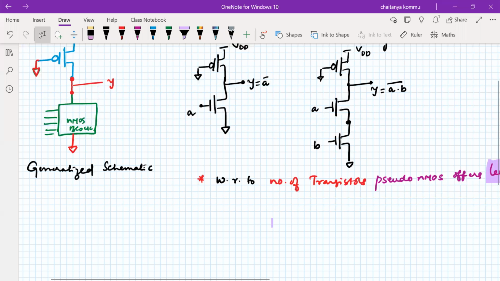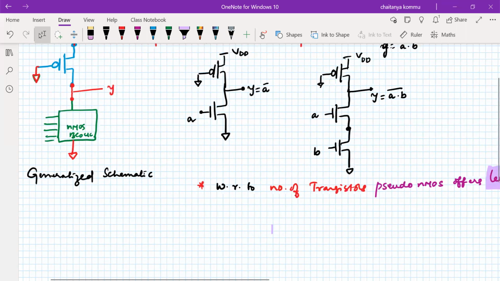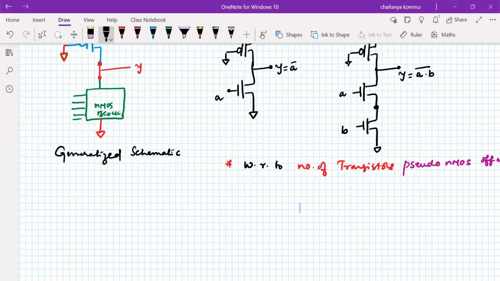But it is also observed that it is a ratioed logic. That means if you want to have an output high value or output low value, the ratio of the NMOS and PMOS is required. Generally, if you take a conventional CMOS logic style, it doesn't require a particular size of the NMOS and PMOS transistors. Even if you take 1:1, it doesn't matter.